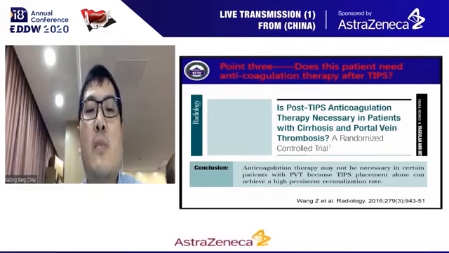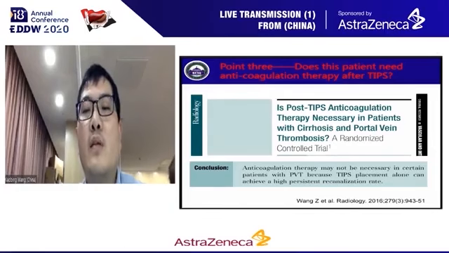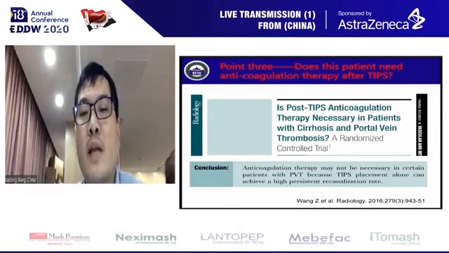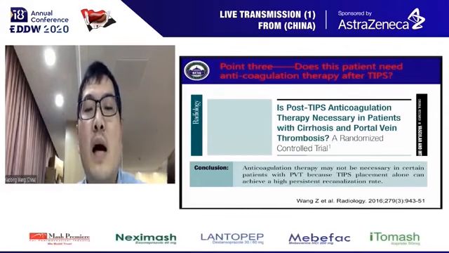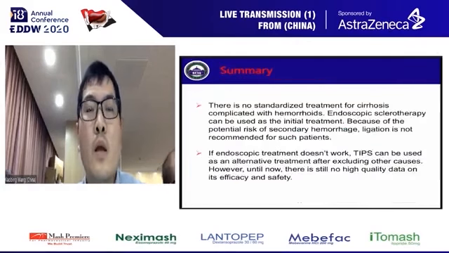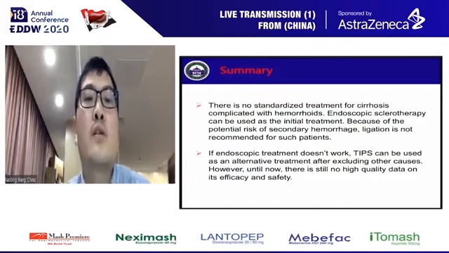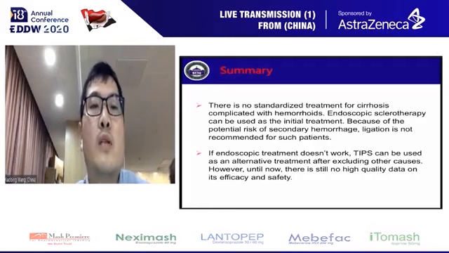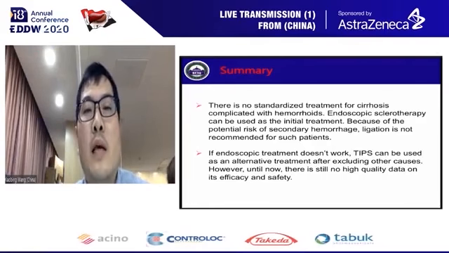An RCT gives some suggestions. They concluded that anticoagulation therapy may not be necessary in certain patients with PVT because TIPS placement alone can achieve a high persistent recanalization rate. At last, the summary. There's no standard treatment for cirrhosis complicated with hemorrhoids.